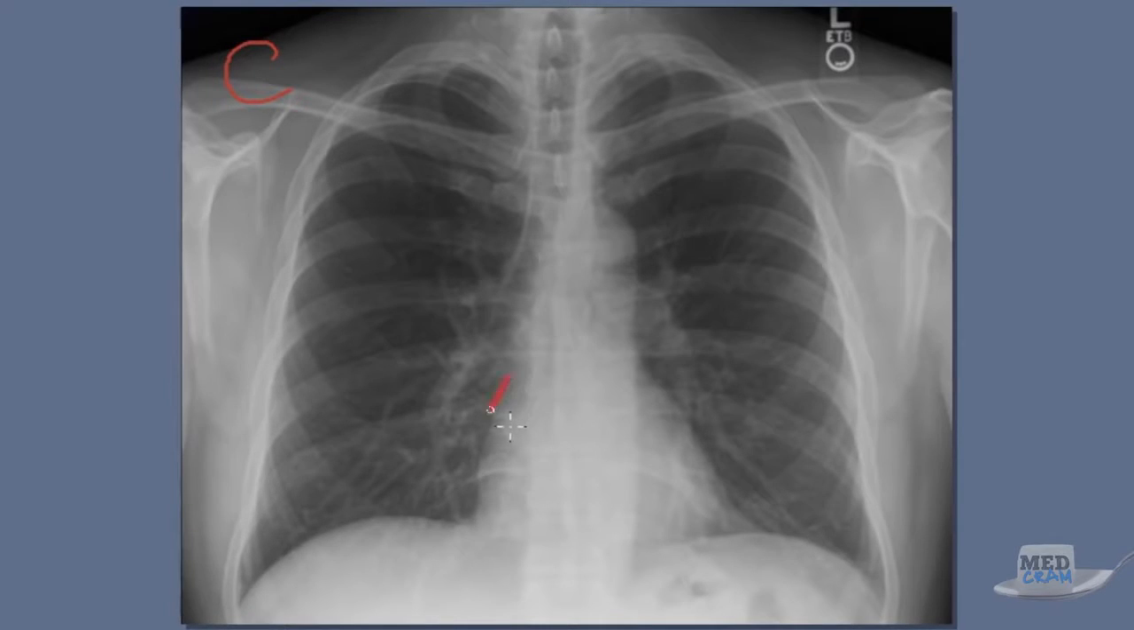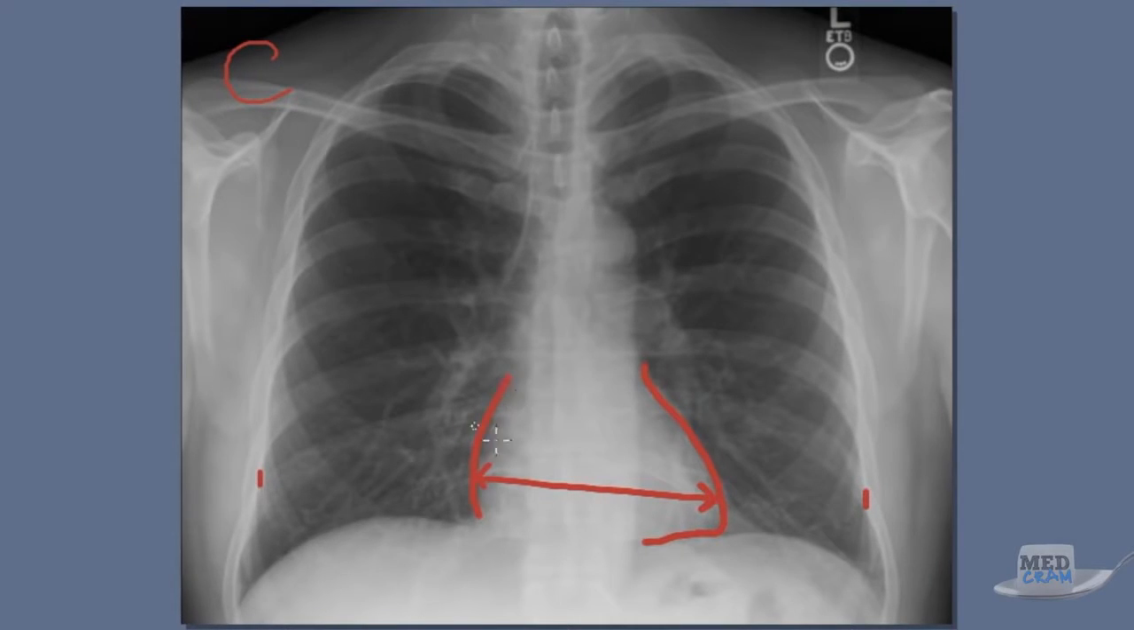So what I'm outlining right here is the heart. If it's more toward the right, you want to think of situs inversus. Here you can see it's more towards the left. You also want to take a look at this distance here and make sure, especially on a PA film, that it's half the distance from the entire thoracic cage. If it's greater than half the distance, you might consider congestive heart failure or cardiomegaly.